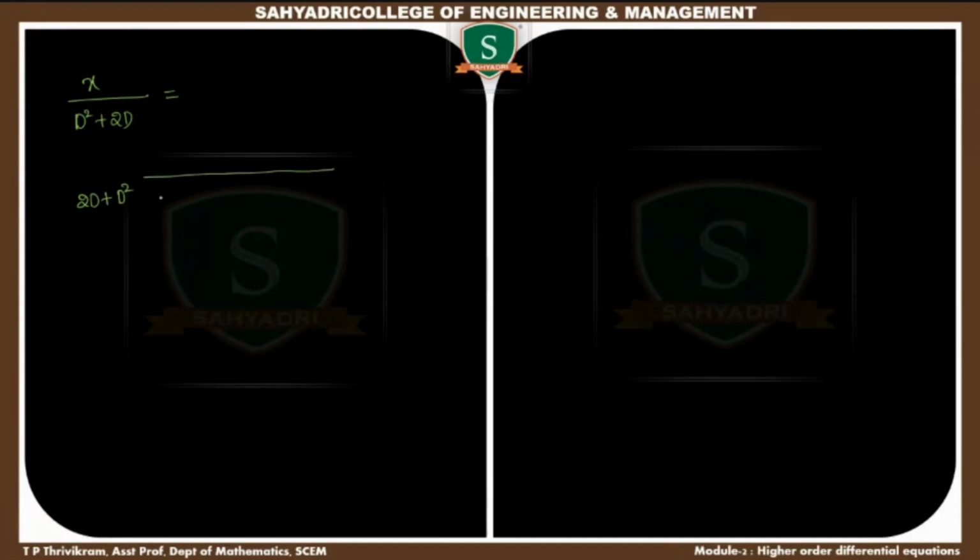This will be like this. X will write inside. First term divided by first term, that means x divided by 2D. So 1 by 2 integration of x, where 1 by D represents integration. So integration of x is x square by 2. So x square by 2 into 2 will get x square by 4. Fine.